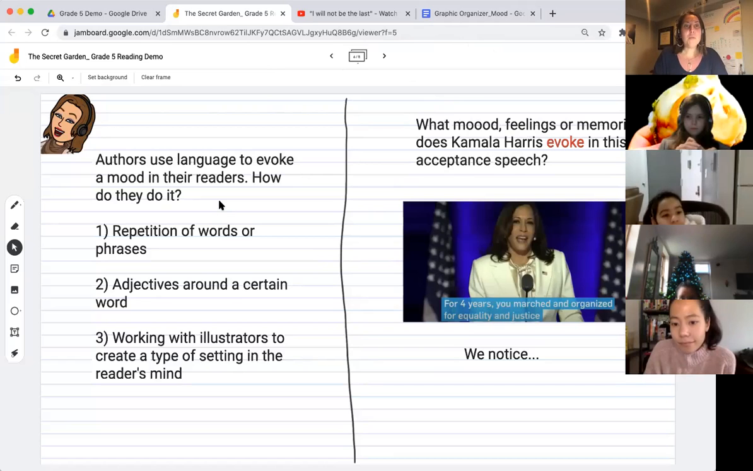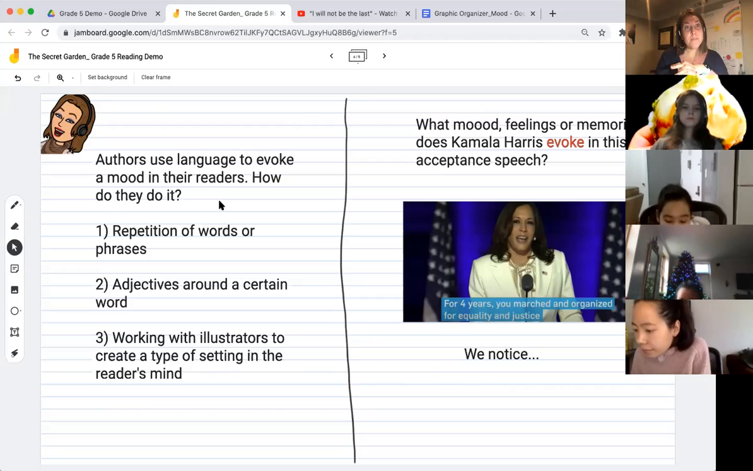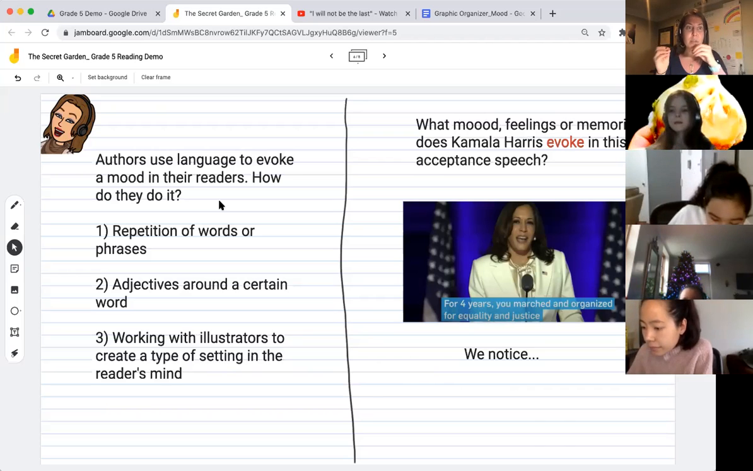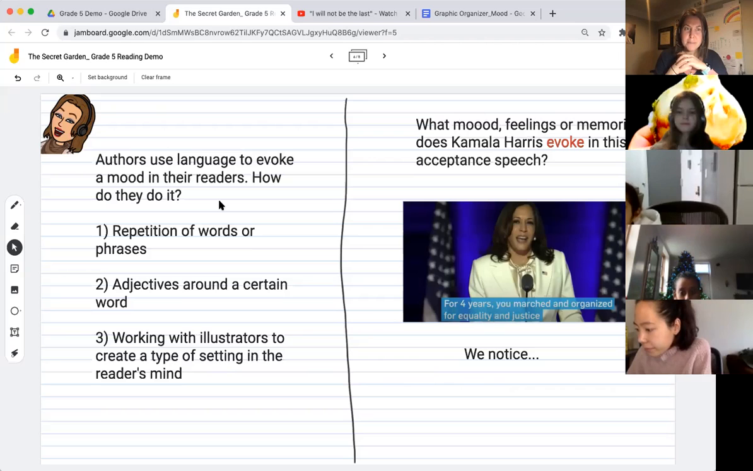Okay. So authors can evoke mood in the readers by doing a few things. They can repeat some words or phrases throughout it. We saw that mysterious kept repeating. They can use adjectives around a certain type of word. So we saw a lot of color adjectives yesterday. We saw wintry brown, greenish blue and gray. That sort of evoked that mysterious feeling. And then if we're working with a picture book, the authors can work with the illustrator to create a type of setting. So we can see some of those images in the pictures. And I'm going to be doing work with Juaneris, Danuri, and Jade about really closely studying some pictures later today.